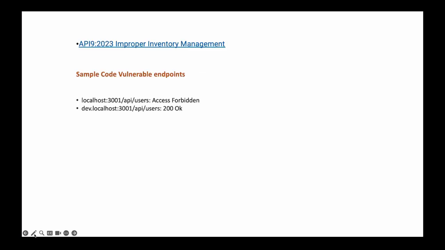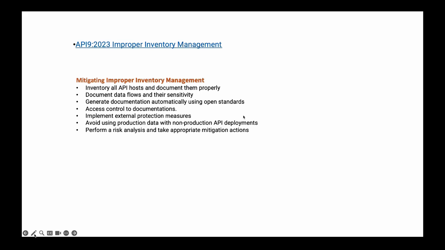So to mitigate improper inventory management, we need to follow some of the best practices while creating your inventory for your APIs. Just make sure you have all the API hosts documented properly in your inventory, document all the data flows and their sensitivity in your APIs, generate documentation automatically wherever possible using open API standards like Swagger and other available open standards.